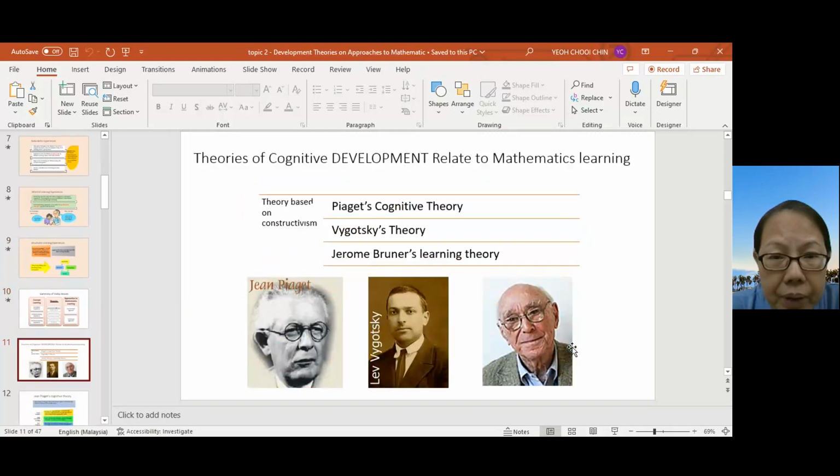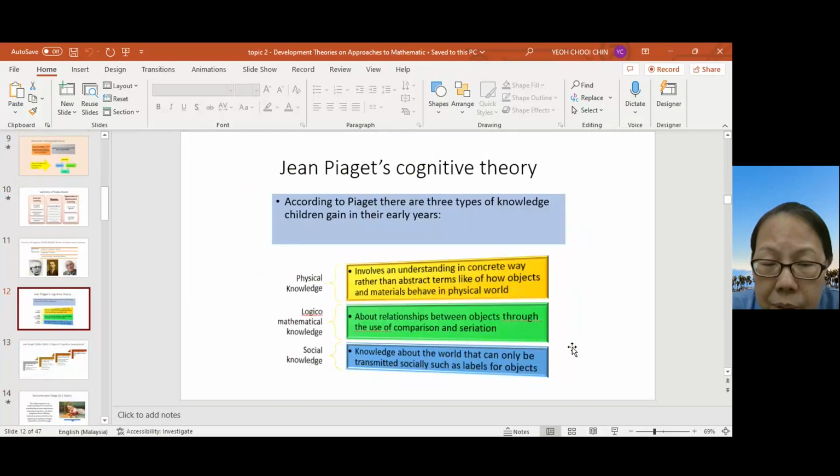So now, how do theories of cognitive development relate to mathematics learning? Jean Piaget's cognitive theory, Vygotsky's theory, Jerome Bruner's learning theory. So let's go through Jean Piaget's cognitive theory first. According to Jean Piaget, there are 3 types of knowledge children gain in their early years.